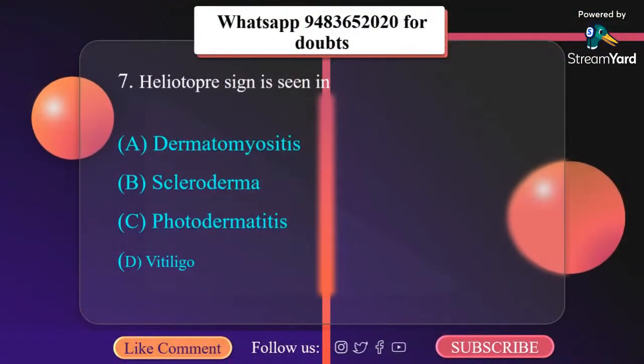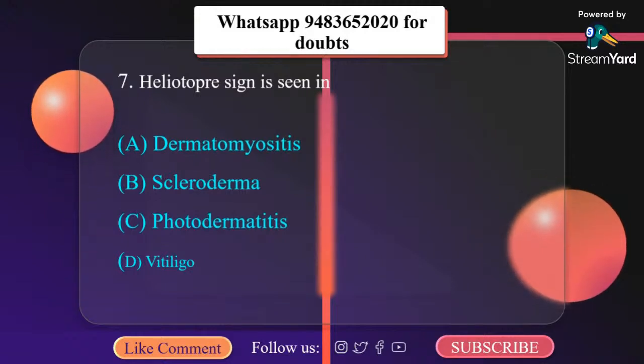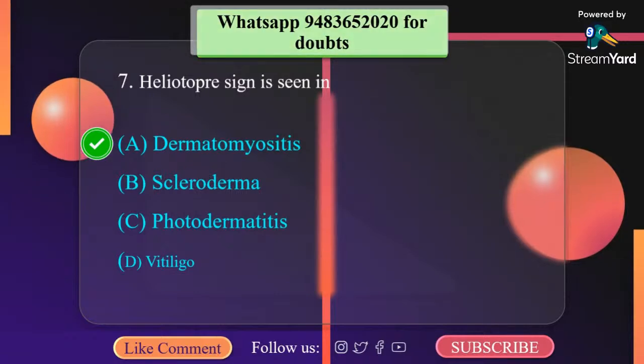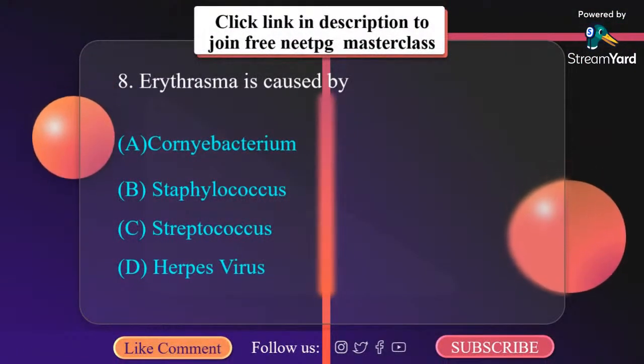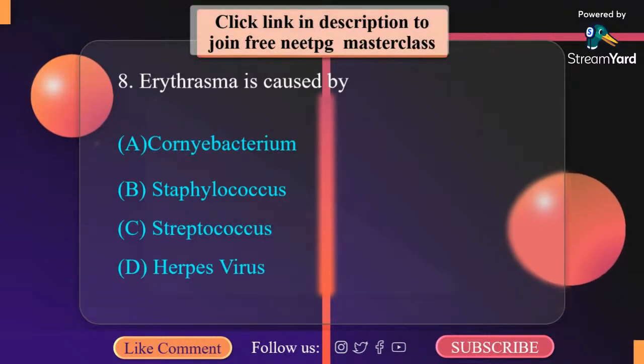Heliotrope sign is seen in A. Dermatomyositis, B. Scleroderma, C. Photodermatitis, D. Vitiligo. Correct option here is A, dermatomyositis. Erythrasma. We all know erythrasma is caused by Corynebacterium minutissimum. So the correct option here is A.